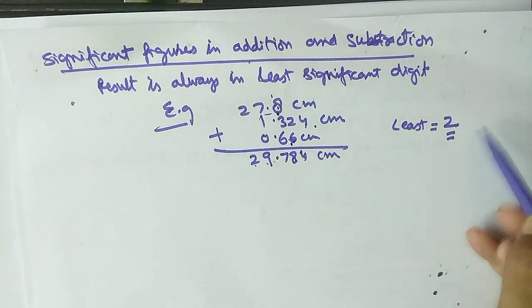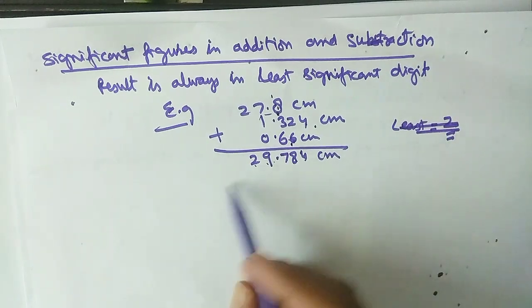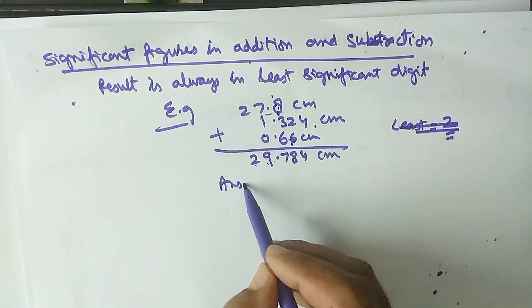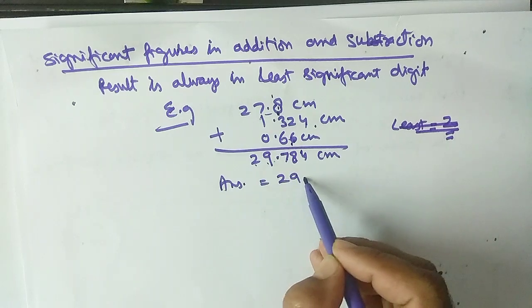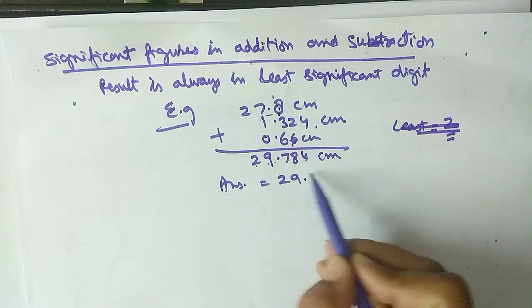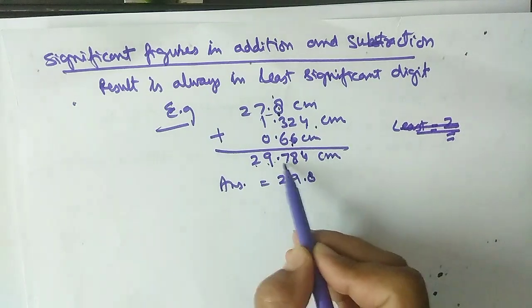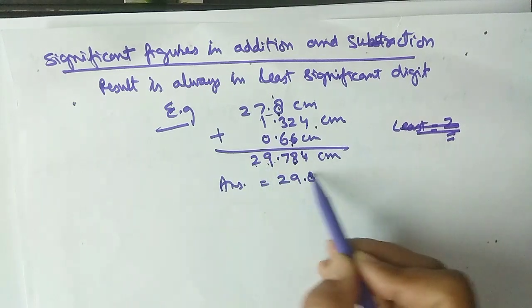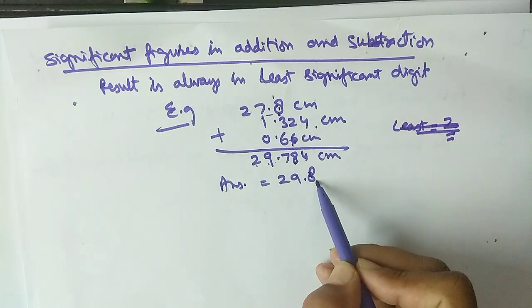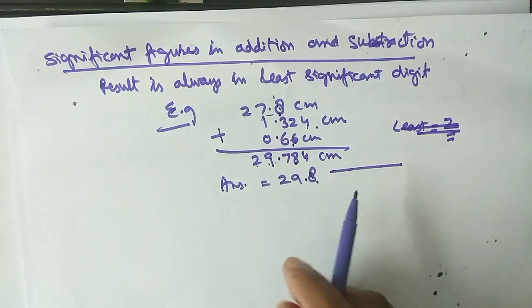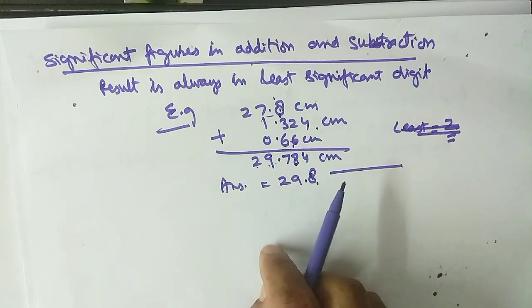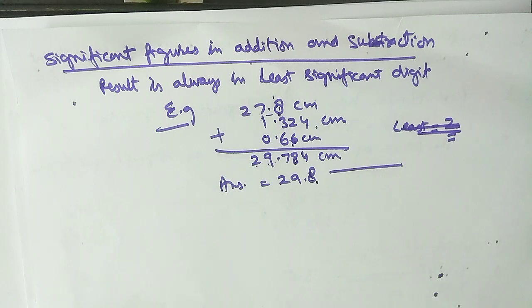Okay, so you will write the answer equal to 29 point, and rounding off the others also, that is 29.8, because it is more than 5. So answer is 29.8. So this is the answer in appropriate significant figures. If it is asked in your exams, write the answer in appropriate significant figure, you will write like this.